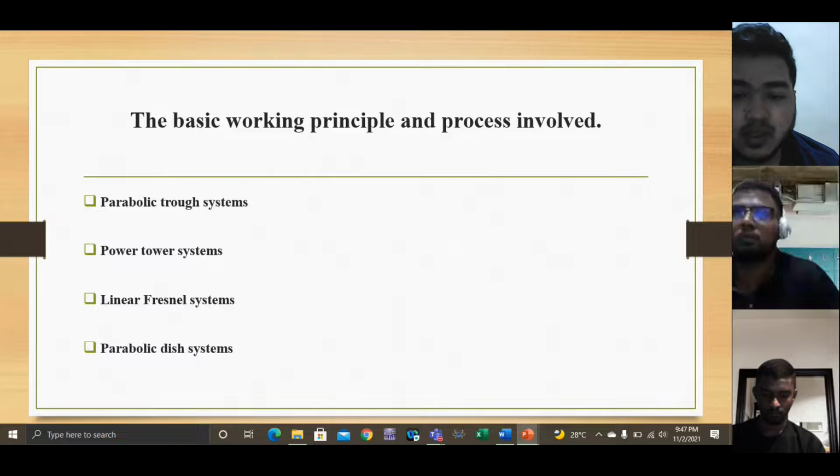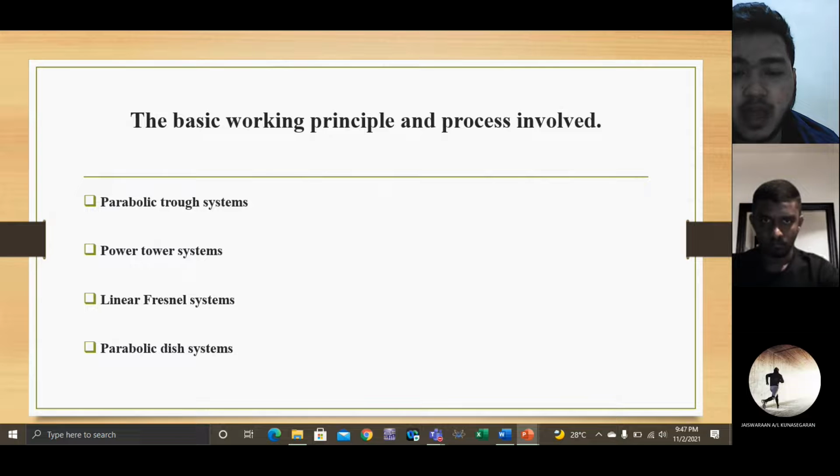This system uses mirrors called heliostats that track the sun and focus its energy onto a receiver at the top of a tower.